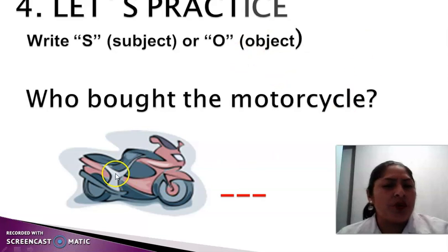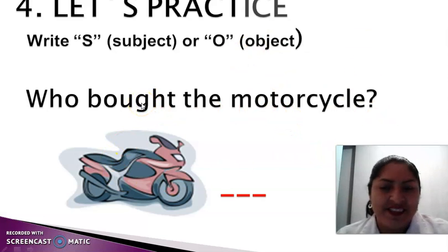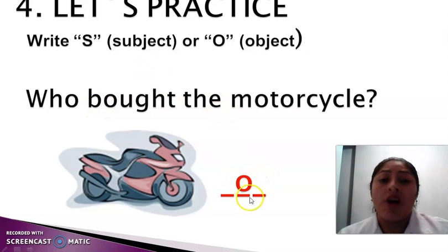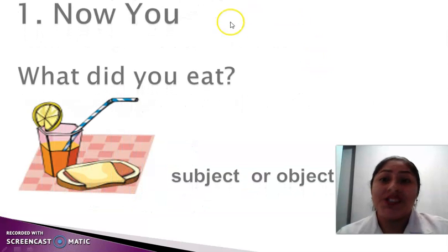Okay, now let's practice. Who bought the motorcycle? This is a simple past tense sentence. But do we have the auxiliaries? No, we don't have those auxiliaries. So it's a subject question.